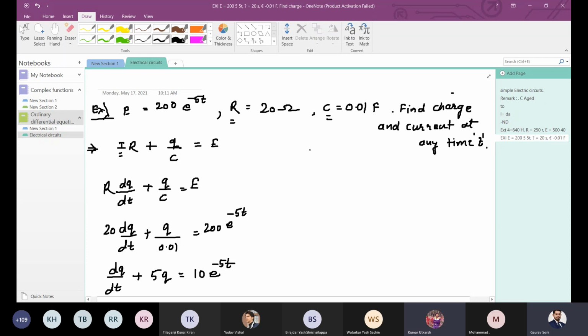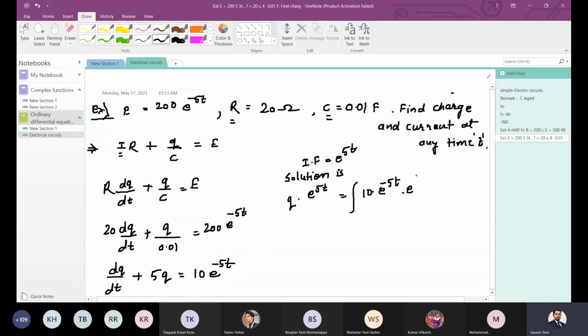So to solve this, what is the integrating factor? Integrating factor is e to the power 5t. Please check the calculations. The solution is, the dependent variable is charge here. So q e to the power 5t is equal to integral 10 e to the power minus 5t into e to the power 5t dt plus c. This will get cancelled out.